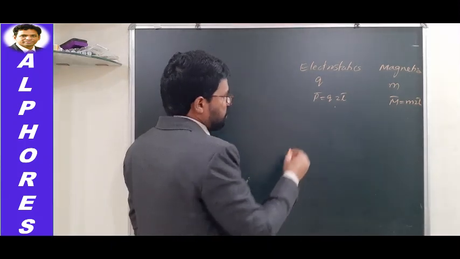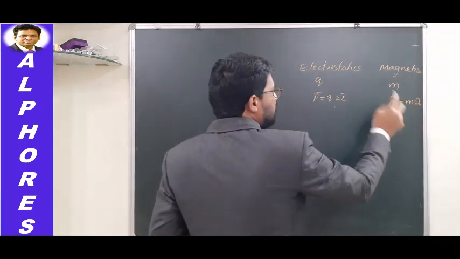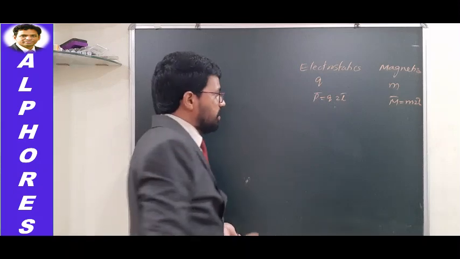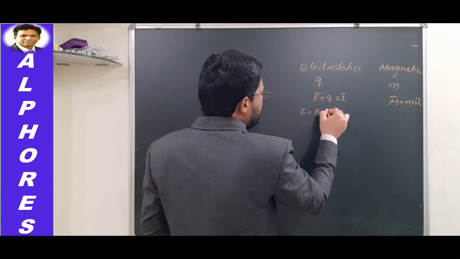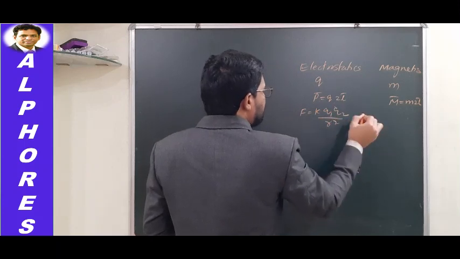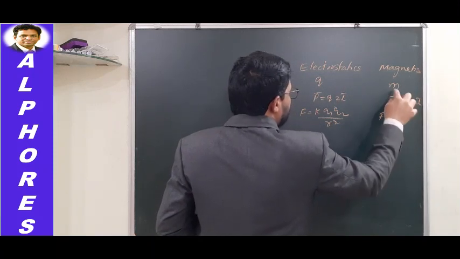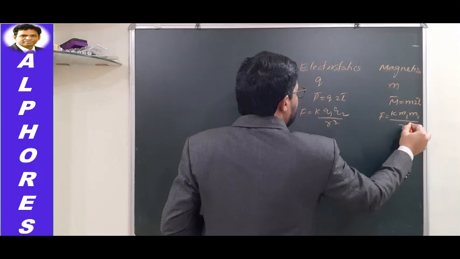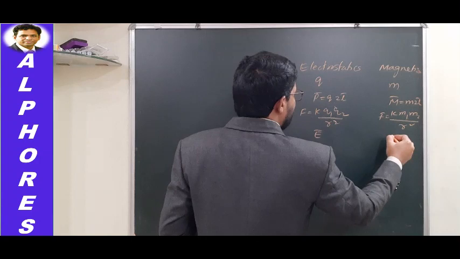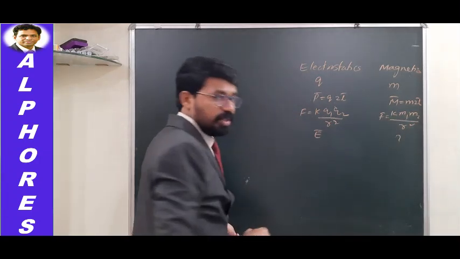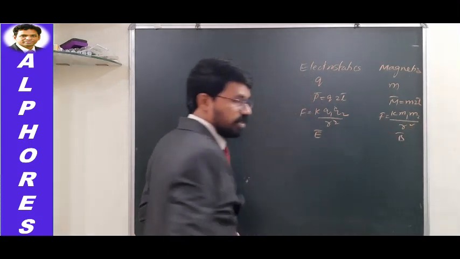Further, you can extend this discussion. If you are talking about Coulomb's law in electrostatics, you can talk about Coulomb's law in magnetostatics also. Coulomb's law is F is equal to K Q1 Q2 by R square. Here this can be written as F is equal to K pole strength M1 M2 by R square. If you are talking about electric field strength E bar, you can talk about magnetic field strength here, which is denoted with B bar. I'll discuss that today.